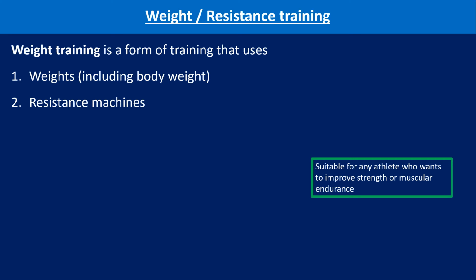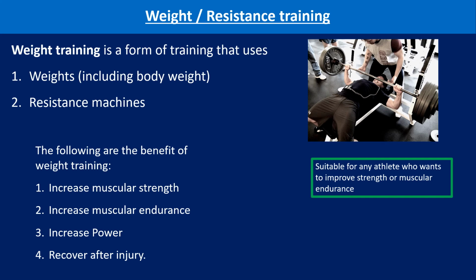Weight training or resistance training uses either weight or resistance machines. We can also use body weight as well, which just means you are using the weight of yourself in things like press-ups or squats. So weight training is really, really important because it can improve your muscular strength, your muscular endurance, your power, and it can also help you to recover after injury.